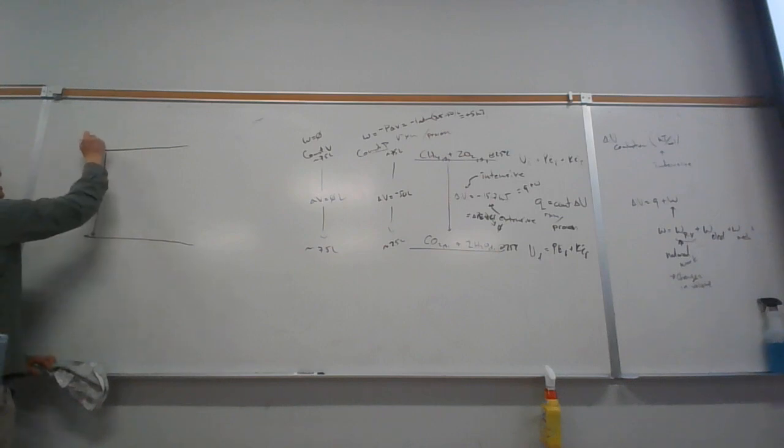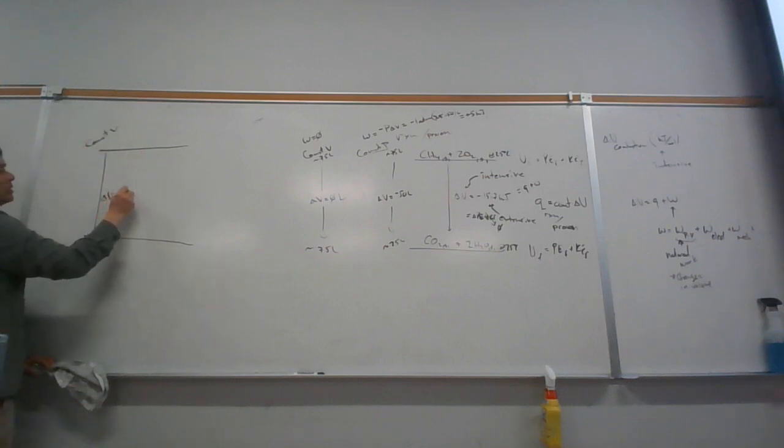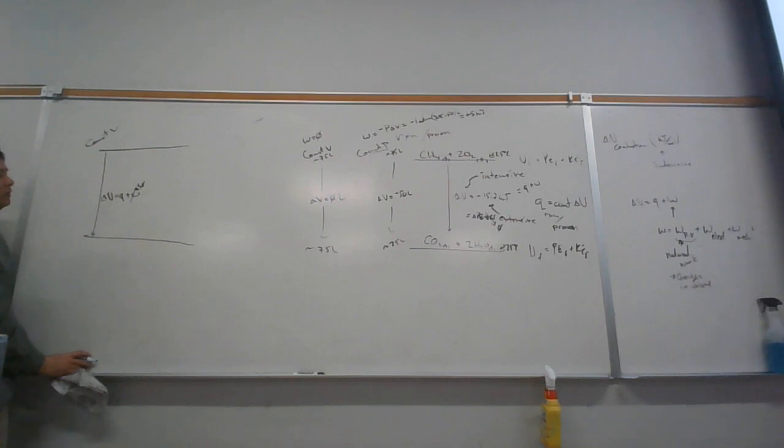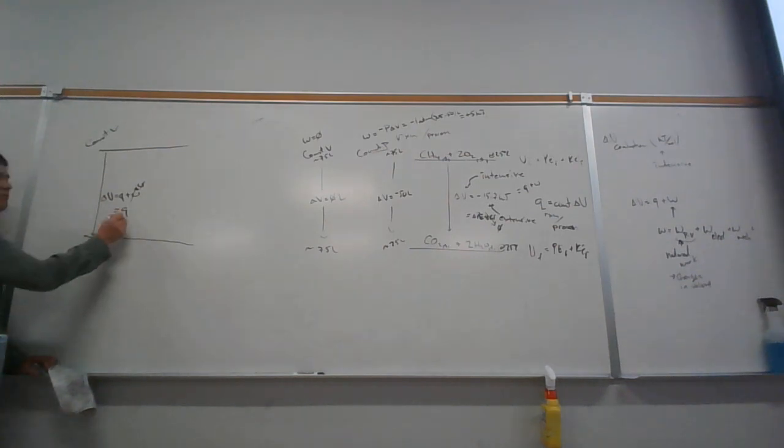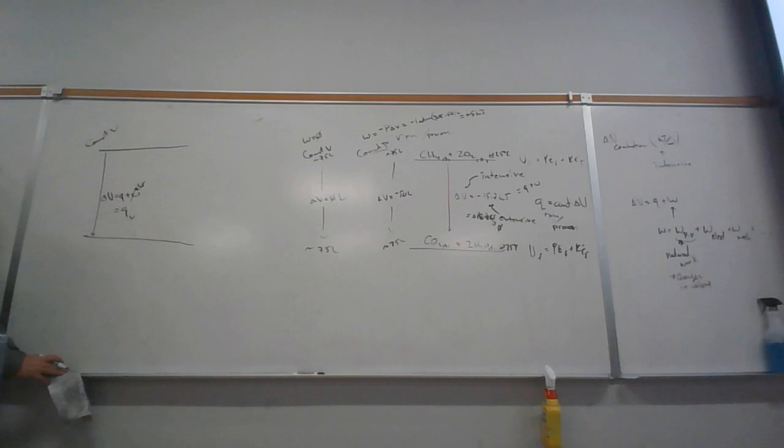If we do this reaction under constant volume, then delta U is equal to Q plus W. Under constant volume, the volume can't change, so nobody blows up the balloon. And so delta U is just equal to Q. We call this Q sub V to indicate that it's occurring under constant volume conditions.